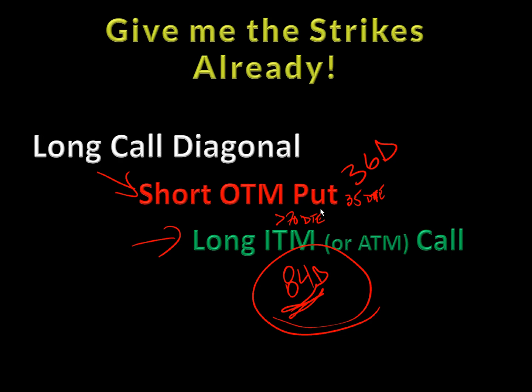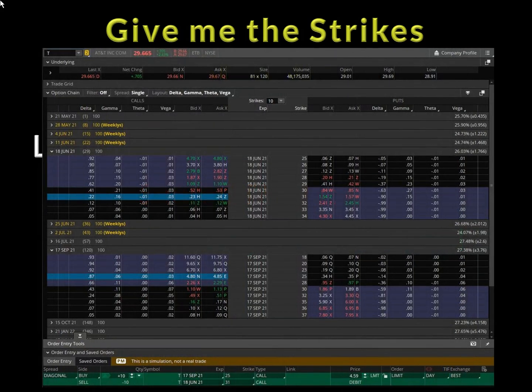Anybody remember what the difference was between the call calendar and the call diagonal? That's right. The call calendar had the same strikes. The call diagonal is two different months with different strikes, all right? So we want to go in there and look at our strikes.